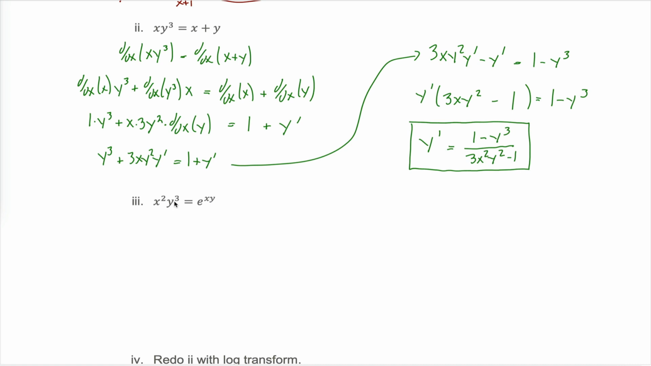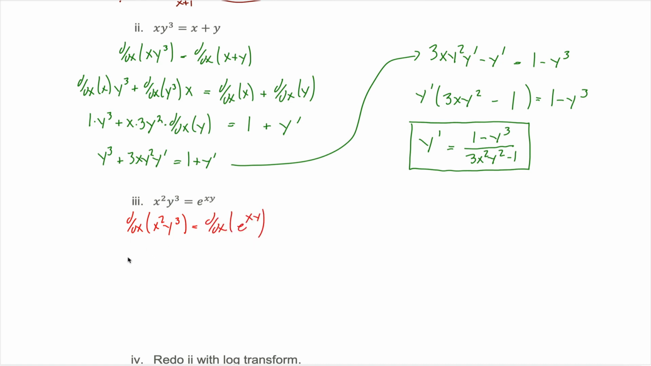I got x squared y cubed equals e to the xy power. I'm going to start out doing things the exact same as I've been doing. I'm going to take the derivative of both sides of the equation. Got the derivative of x squared y cubed is equal to the derivative of e to the xy power.